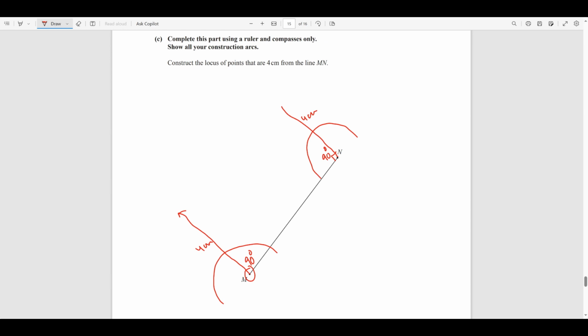So you open up your compass to 4 centimeters and make an arc. So let's say that this is 4 centimeters. Put your needle on M and make another arc of 4 centimeters and then connect these two. So basically we've made a rectangle, right?